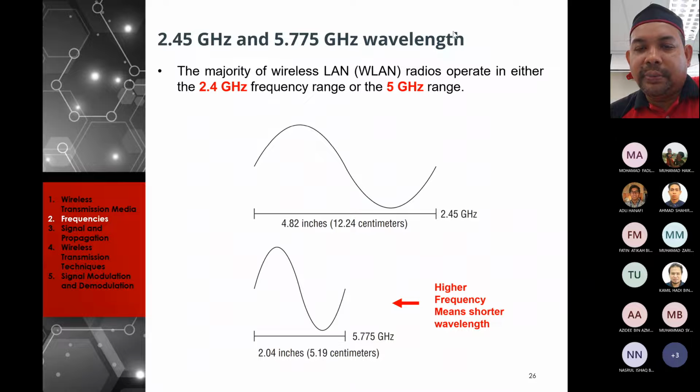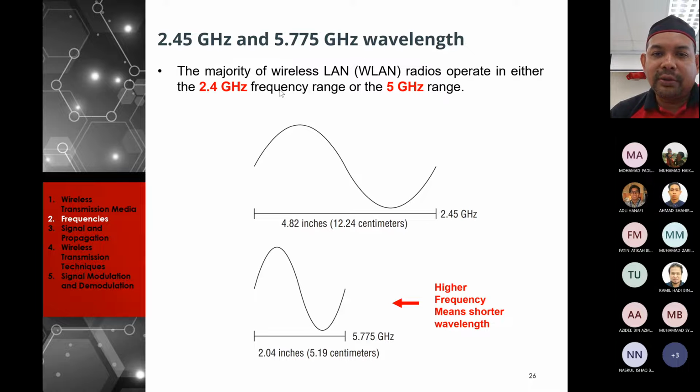Alright, so kita pernah dengar nama 2.5, 2.4 GHz untuk wireless AP kan. Pakai 2.4 ke pakai 5 GHz. 5G bukan, 5 GHz bukan 5G ya. Ada selalu confuse ni. 5 dia sebenarnya 5.775 GHz. Okay, 2.4 sebenarnya 2.45 GHz wavelength.